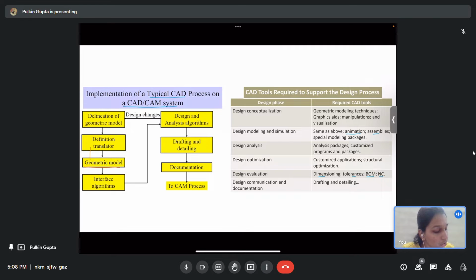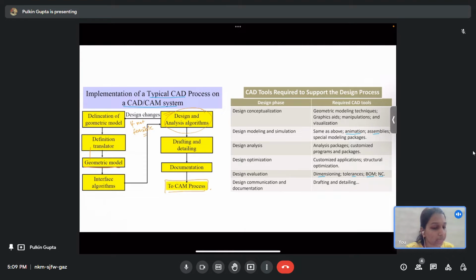Okay, so then you go to the design and analysis algorithm, where it is checked if your design is feasible or not. Okay, and then it is sent to the CAM process. If it is found that your design is not feasible, then the process starts all over again from the delineation of the geometric model. So there are different tools that are required to support the design process.